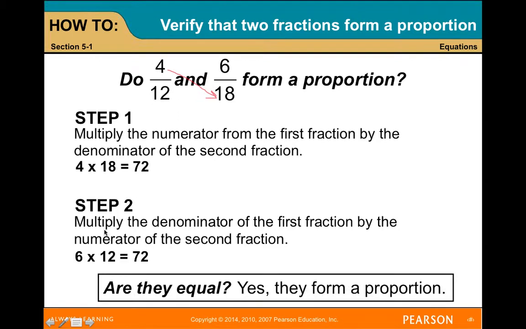And then the second step is to multiply the denominator of the first fraction by the numerator of the second fraction. So then coming up here, you do 12 times 6. And it equals 72. So in the first one 72, second one 72. So are they equal? Yes, they do form a proportion.